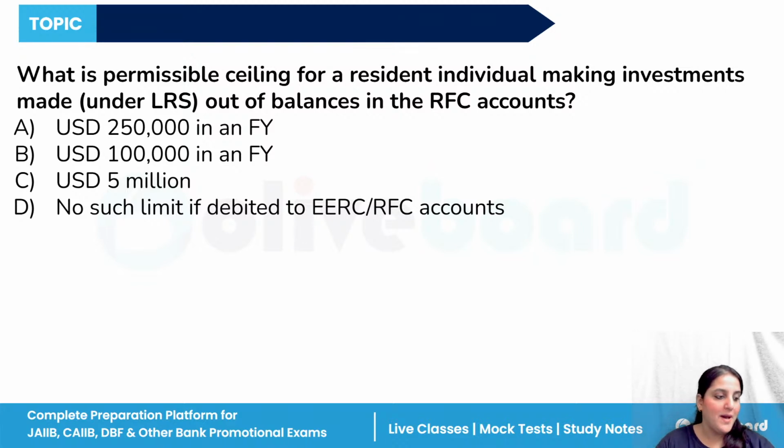What is the permissible ceiling for a resident individual making investment under LRS out of balances in the RFC accounts? Read carefully, here we are talking about the RFC accounts.